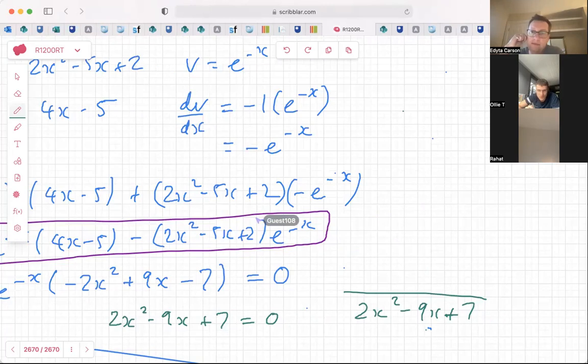So 1 and 7. Well, 7, because 7 is a prime number, isn't it? Right, so there's not many choices. So 1 and 7. 1 plus 7 does not make 9, but that's not a problem because we're just going to skip to try and get 2x squared. So how would we get 2x squared?